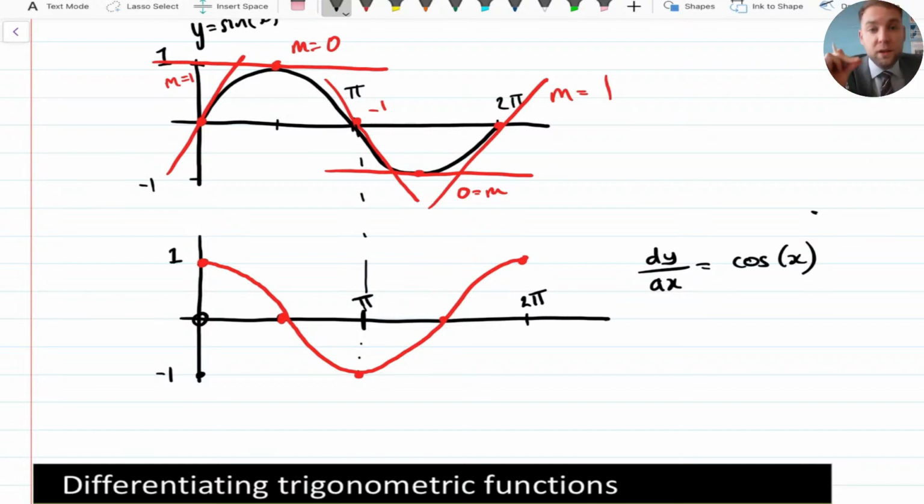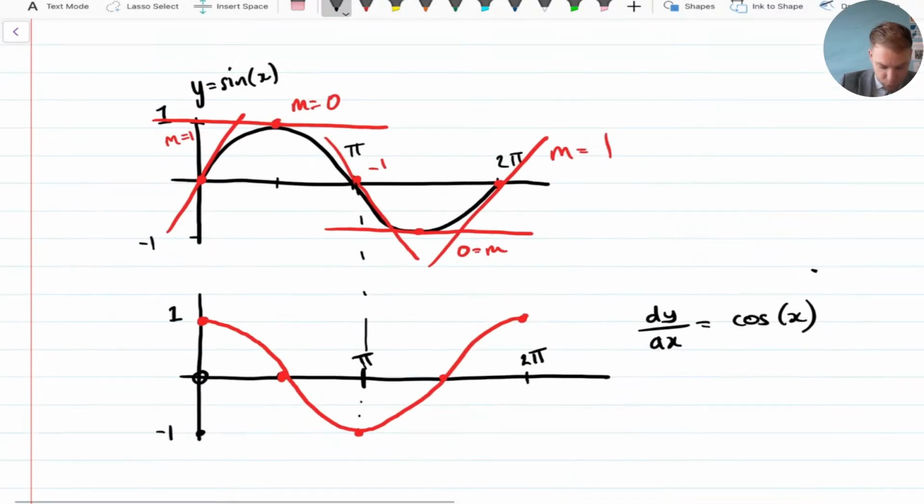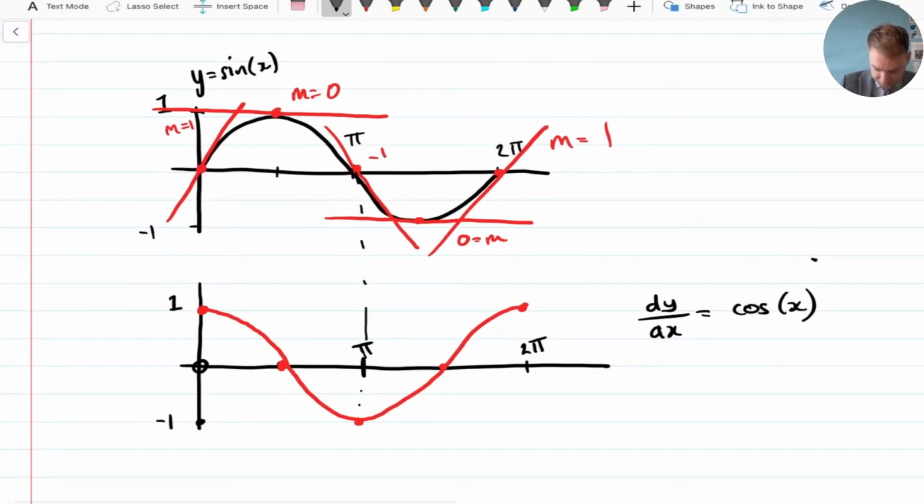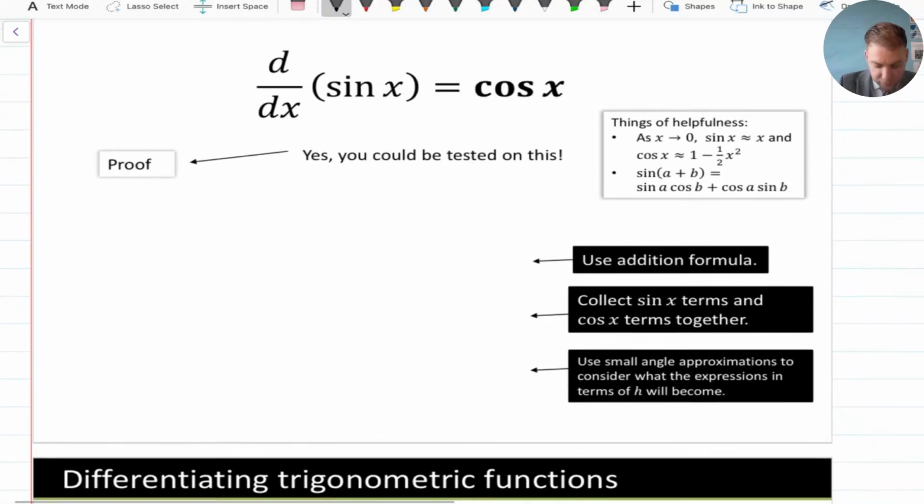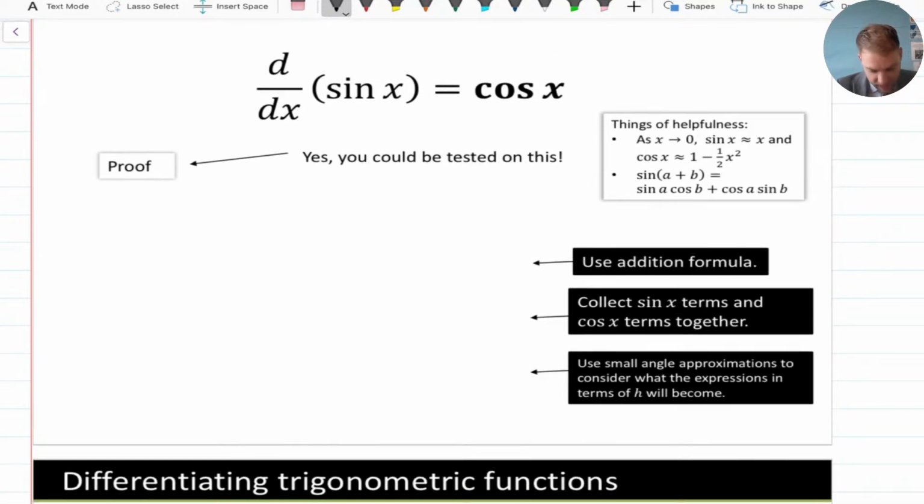And that's what I want you to think about. I don't want you to think about now times in the power and taking away 1. You're thinking about, when I'm differentiating, what is my gradient function? And that's why I always draw that. I think it's always worth drawing something like that. Now, there is a proof for this. And you can get tested on this.